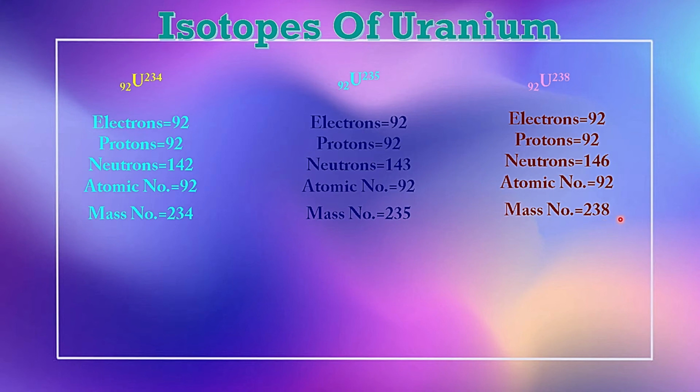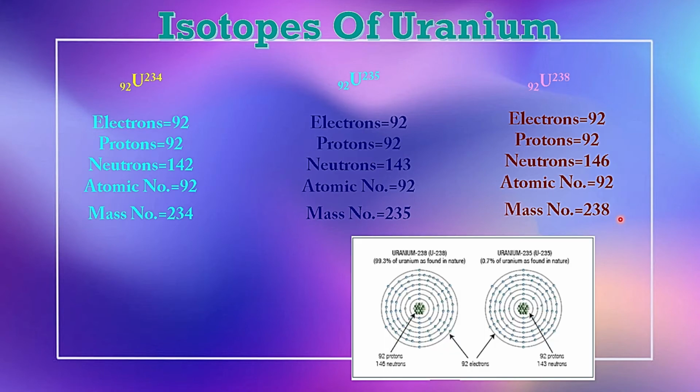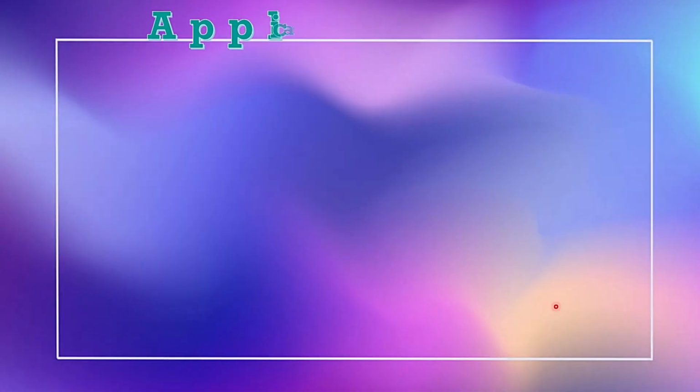The atomic structure of uranium is very large because it contains 92 electrons. So here you can see its nucleus is very heavy. So uranium is a radioactive element. Those elements which can emit radiations are considered radioactive elements.